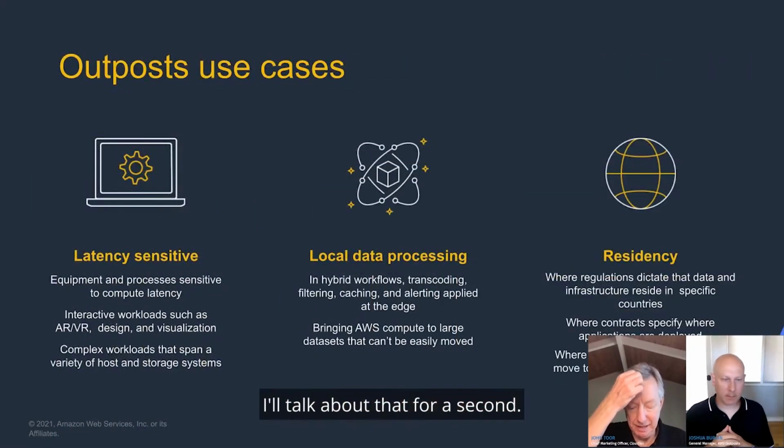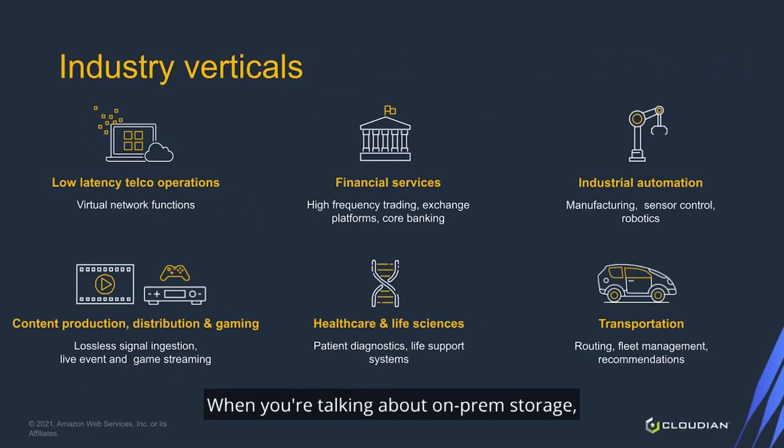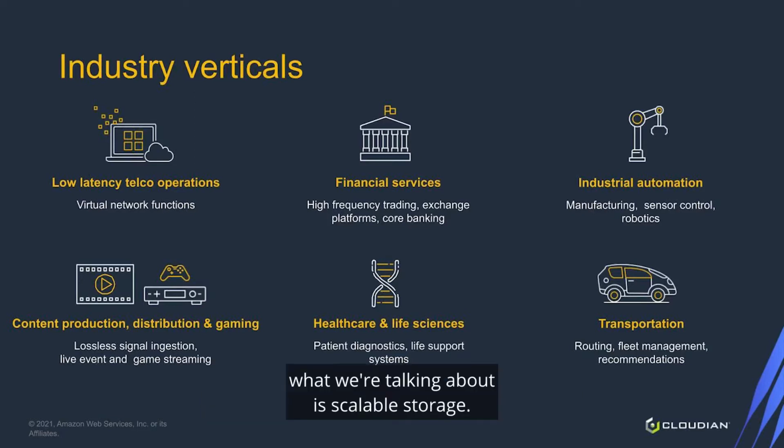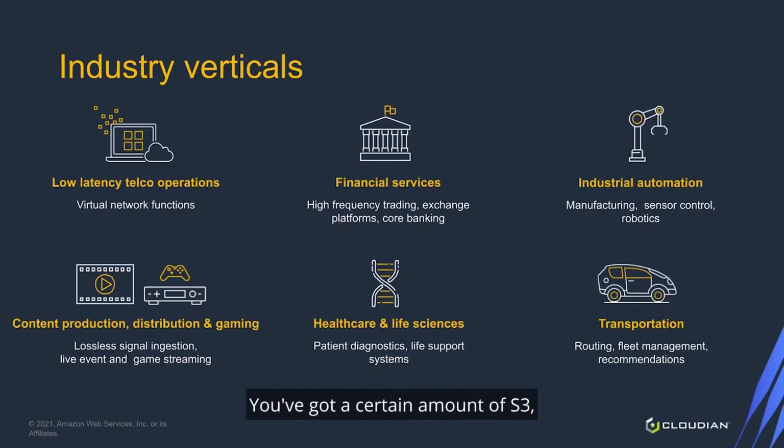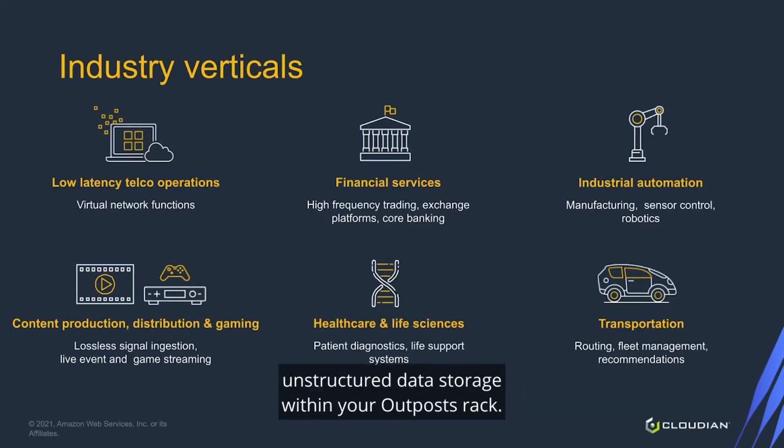Cases really tie into the storage story. So let's talk about that for a second. When you're talking about on-prem storage, what we're talking about is scalable storage. You've got a certain amount of S3 unstructured data storage within your Outpost rack. I think the limit is something just short of 100 terabytes. What we're in the business of is allowing you to scale beyond that up to multiple petabytes if you wish.